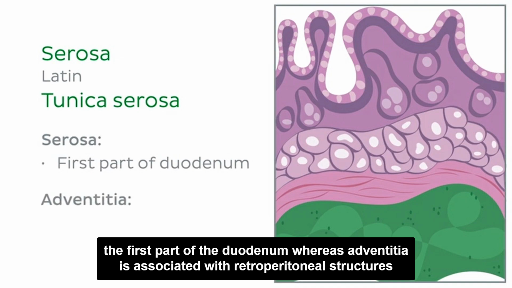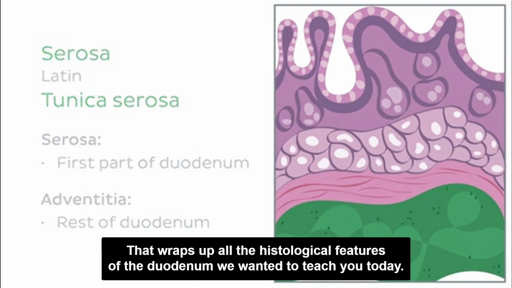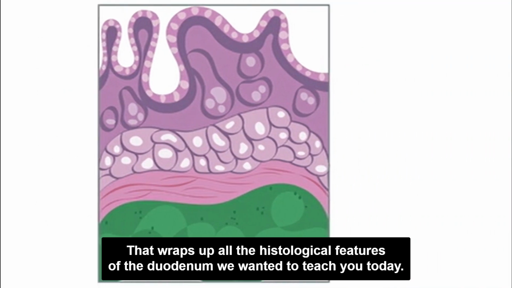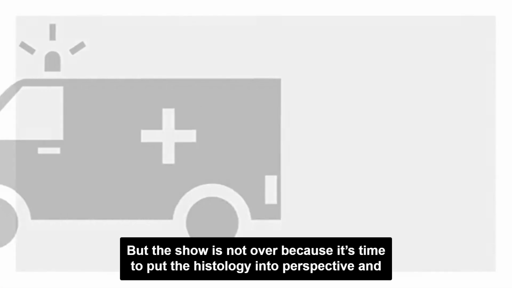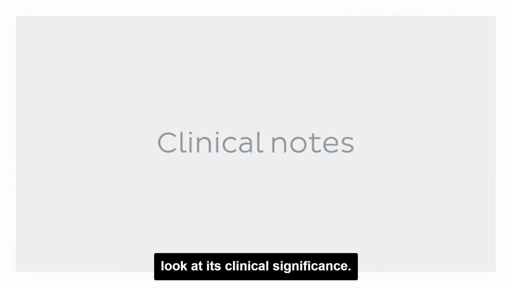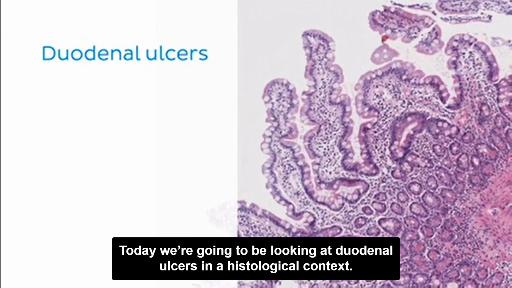is associated with retroperitoneal structures such as the pancreas, the ascending and descending parts of the large intestine, and the rest of the duodenum. That wraps up all the histological features of the duodenum we wanted to teach you today. But the show's not over, because it's time to put the histology into perspective and look at its clinical significance. Today we're going to be looking at duodenal ulcers in a histological context.